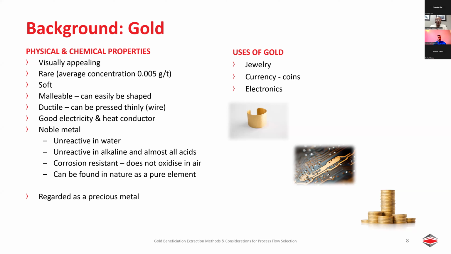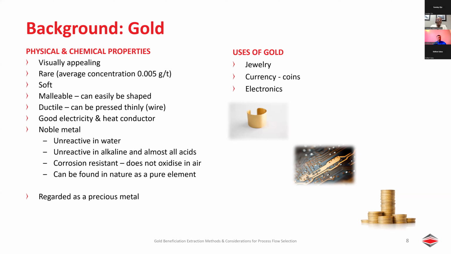Secondly, in nature, gold is quite rare, and it has average concentrations of around 0.05 grams a ton. So this means that you need to process a lot of ore in order to extract a small concentration of gold. It is soft and malleable, meaning that it can be molded easily when it is pressed. It is ductile, meaning that it can withstand high amounts of stress while still maintaining its strength. It is also a good conductor of electricity and heat.